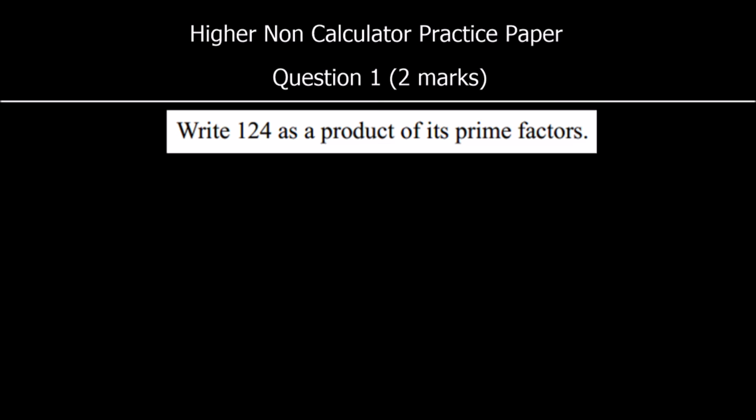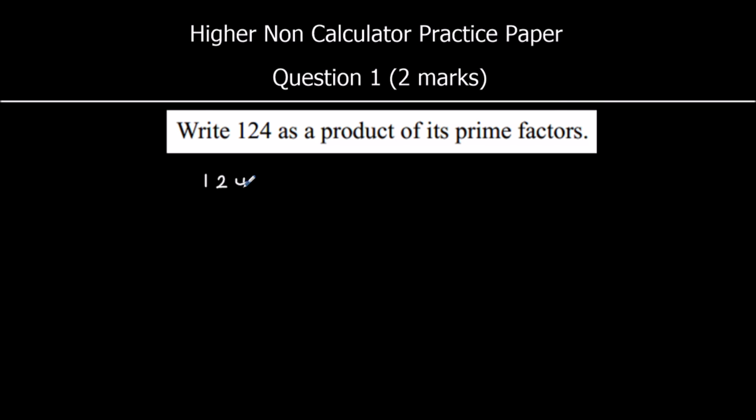Okay, let's get started. So question 1 says write 124 as a product of its prime factors. So I'm going to do this one, and then I'll pause the video, and then there was a similar one for you to try. So to write a number as a product of its prime factors, we need to write it as prime numbers multiplied together.